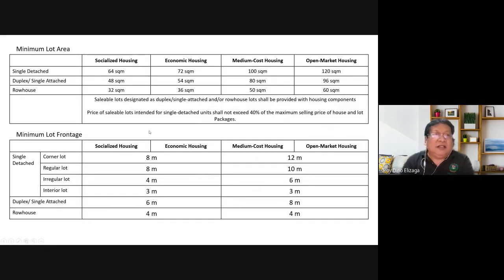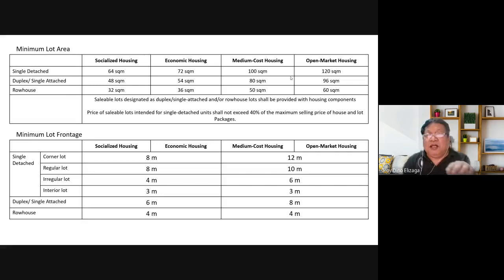And then here are the minimum lot areas for each. That's why I told you that you can actually compute. For example, for the 1 hectare or 10,700 square meters, you get 70% of that, and then you get these areas here, and then you try to compute what can be 40%, 30%, and this. So you get a certain number. For open market, we will be using 120 square meters for single detached, 96 square meters for single attached or duplex.